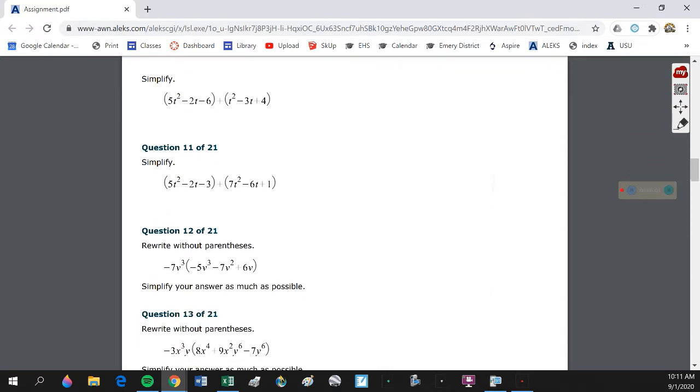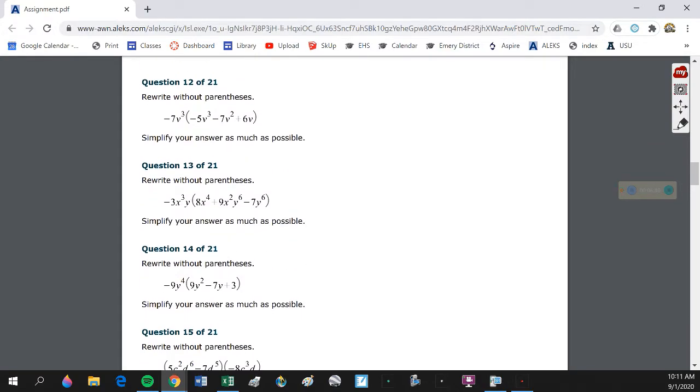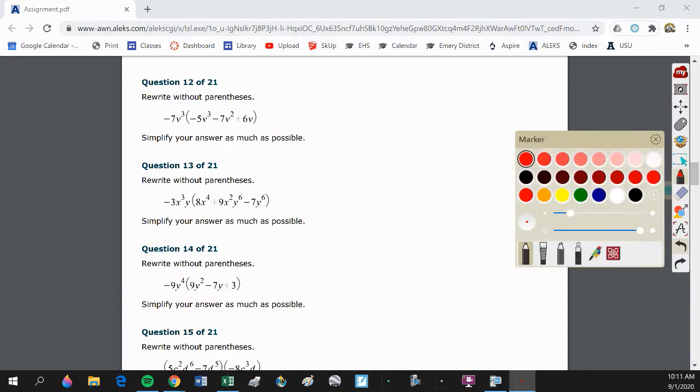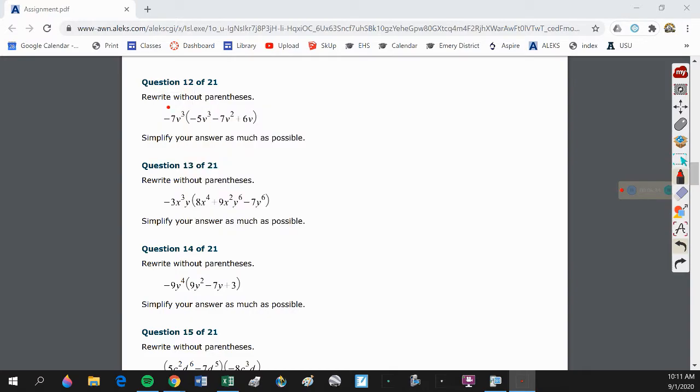Okay. What about number 12? What is that asking us to do? Right without parentheses, and what's the operation we're going to use? Add, subtract, multiply, or divide? Multiply. And we call this distributing. It's asking us to take this negative 7v squared and multiply it in to all of those.